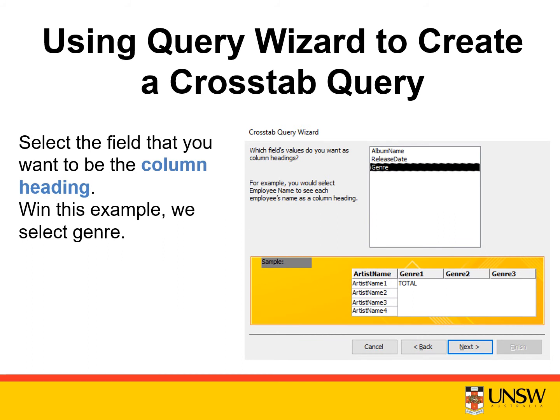Now we should select the field that we want to have as the column heading. In general, you should choose a field that contains few values to help keep your results easy to read. Select Genre here.